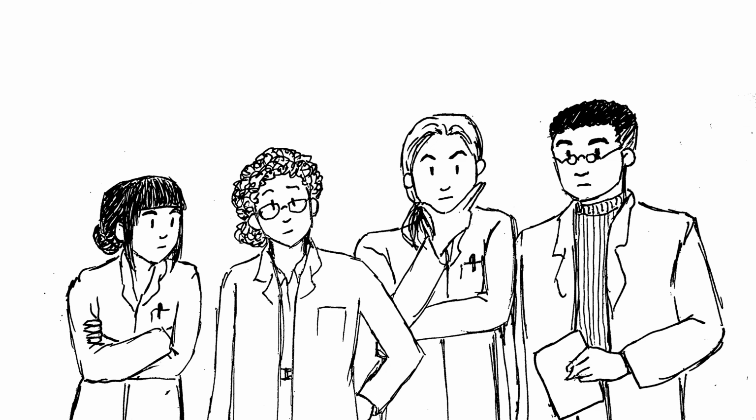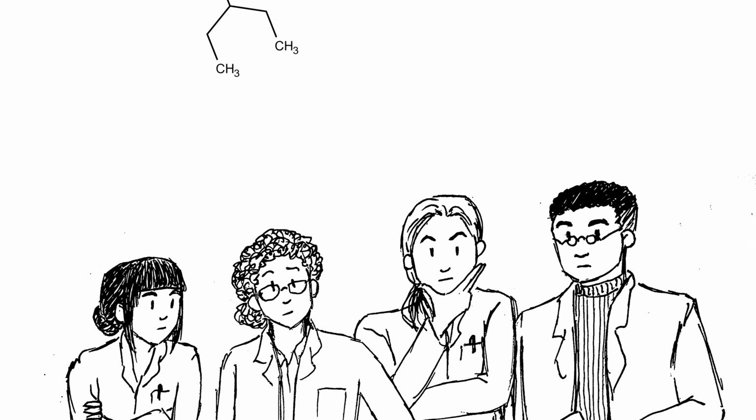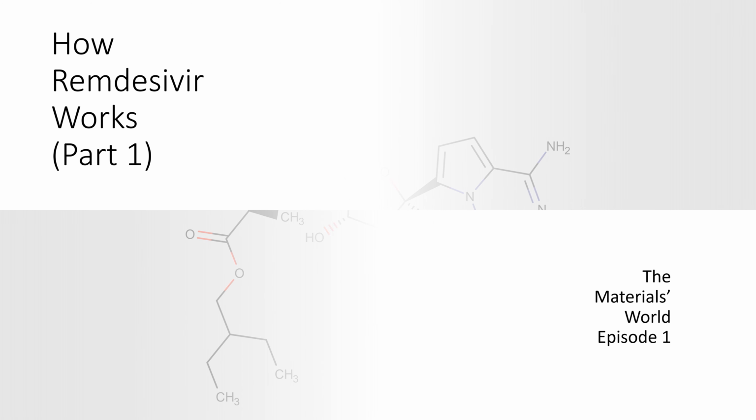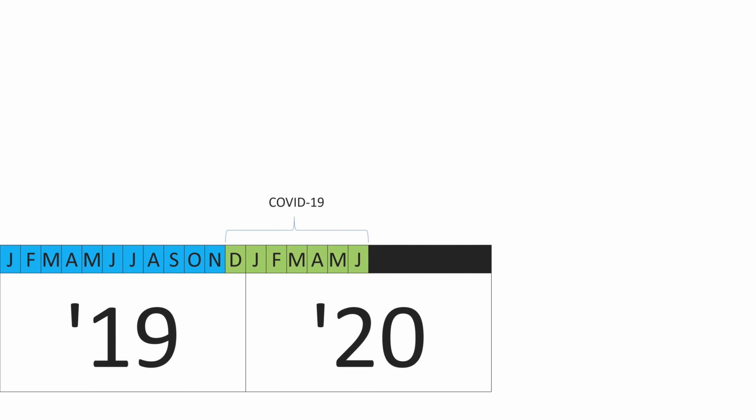In this two-part episode, we'll explore the mechanism and design of Gilead's drug Remdesivir as it pertains to COVID-19. In this video, we'll talk about how Remdesivir actually inhibits the SARS-CoV-2 virus. In the next, we'll talk about how other factors led to its final design. Before we get to Remdesivir, though, let's talk about how we got here.